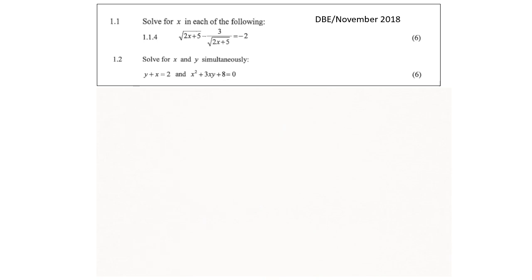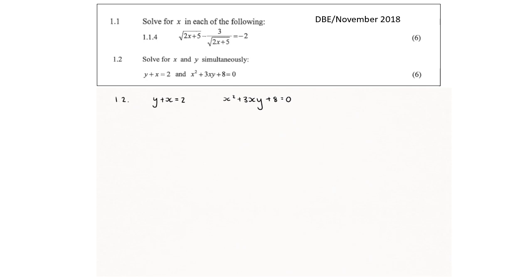In question 1.2, we need to solve for x and y simultaneously. And that means we need to find the values of both x and y that satisfy both of the given equations. And the equations are y plus x equals 2 and x squared plus 3xy plus 8 equals 0. Now let's first look at the linear equation that's given to us, y plus x equals 2.